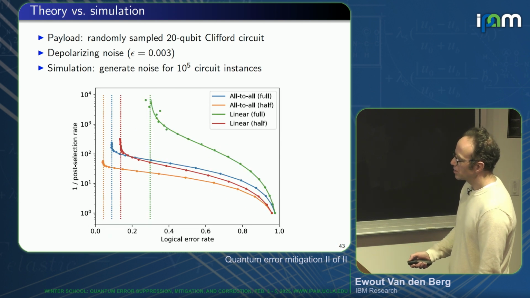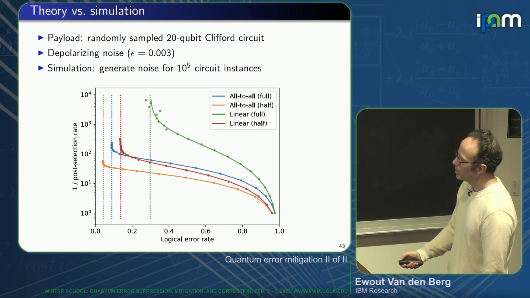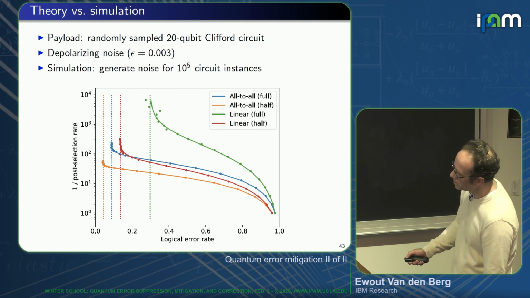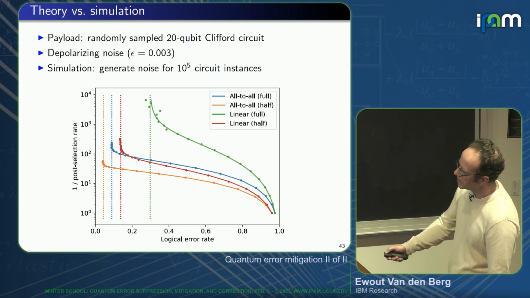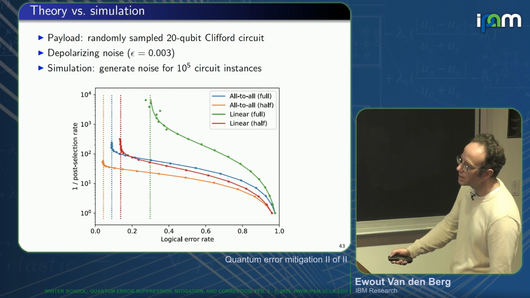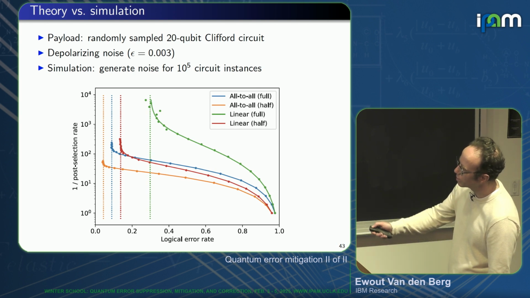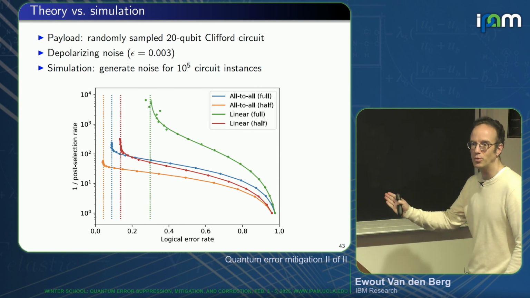This is just another plot of the logical error rate versus 1 over the post-selection rate. So you see that if you want to decrease the logical error rate, this is sort of the number of shots, right, or the overhead. So that goes towards infinity if you really want to push it closer.